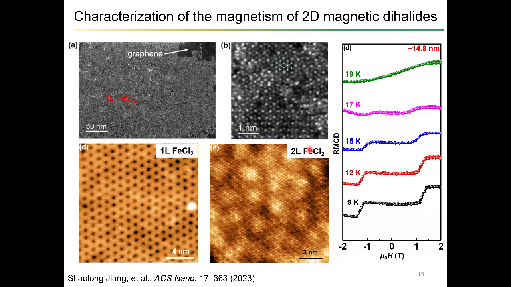And in 2 layers of FeCl2, we can also use the MOKE spectrum to measure its magnetic properties. So we found that it is an A-type antiferromagnet with a Néel temperature around 70 K. Okay, so this is the first report of the synthesis and characterization of a very sensitive 2D magnetic dihalide material. This is with the GIS. Only with the GIS system can we see this material.